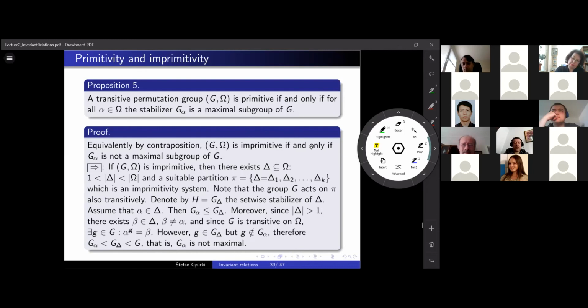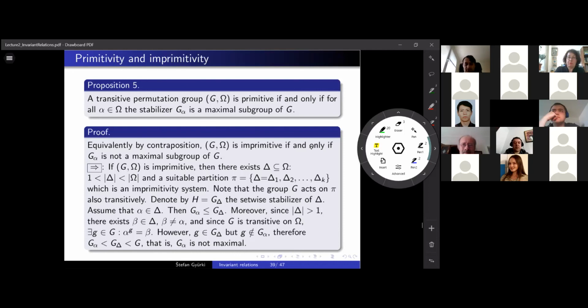Now, we will just sketch the proof, and the proof goes by contraposition. We will show that the group G is imprimitive if and only if G alpha is not a maximal subgroup of G. So in one direction, if we have an imprimitive group, then there exists a non-trivial block delta in the set omega. That means that delta has at least 2 points, but it doesn't contain all the points of omega. So its size is somewhere between 1 and n, where 1 and n are excluded. So since this happens, we have a partition pi into the blocks of imprimitivity.